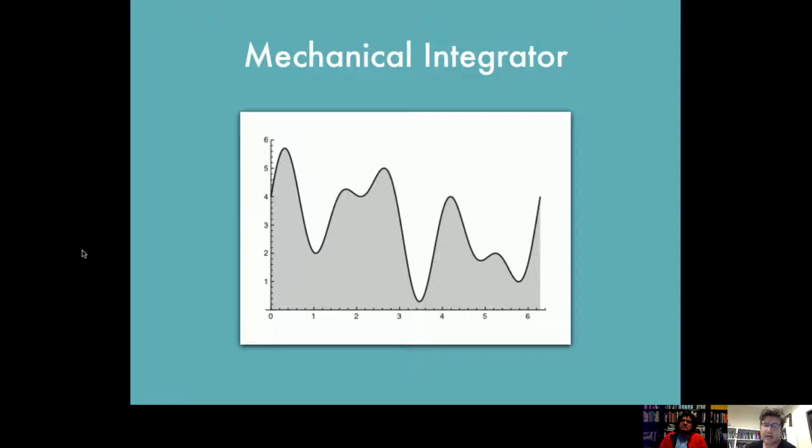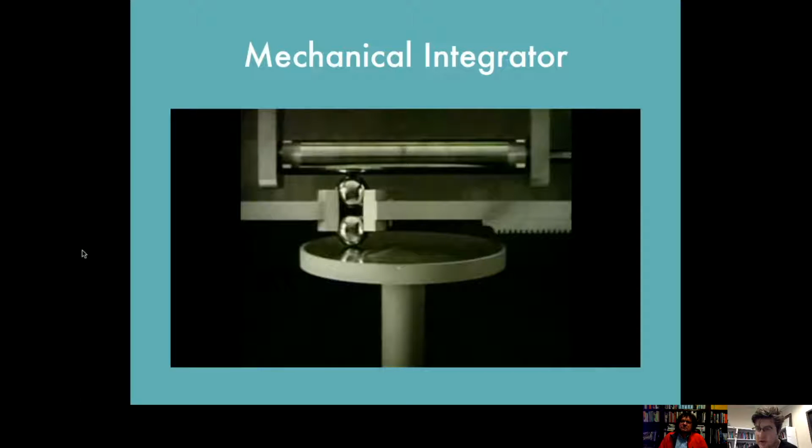So the example that I'll use here is just if we have some function in the black line and we want to compute the area under the curve, which is the gray area, we can use a mechanical integrator to do that. And the way this works, we don't really need to worry about the labels there for the particular application in this training video.